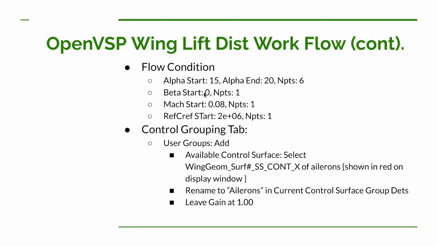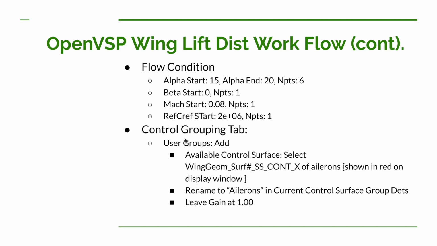We're not going to use beta, which means we're not yawing the airplane. So there's going to be 0, 1 point. Mach is roughly 0.08, so we'll use that. And our reference Reynolds number is about 2 times 10 to the 6th, and 1 point there. That's good enough for what we're doing.